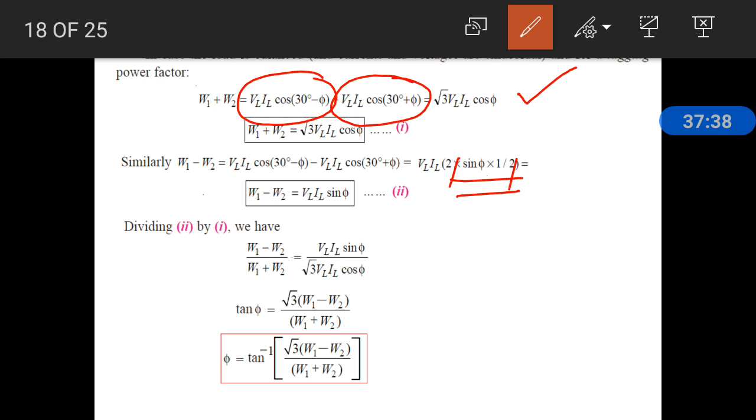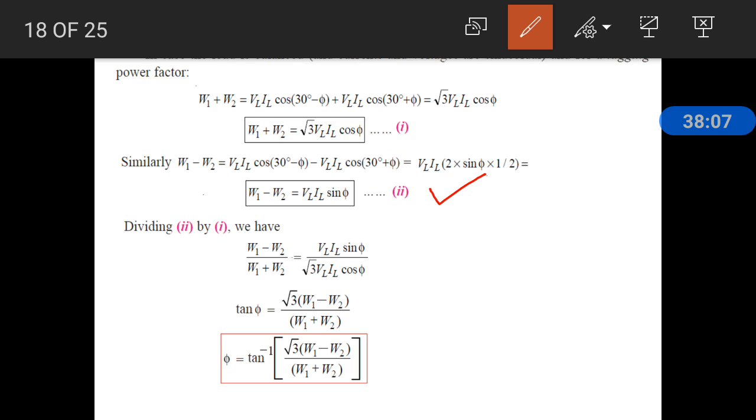So now we got 2 equations. The first equation is W1 plus W2 equal to √3 VL IL cos phi, and W1 minus W2 equal to VL IL sin phi is the second equation. Now dividing the second equation by the first equation, the left hand side is W1 minus W2 divided by W1 plus W2, and the right hand side is VL IL sin phi divided by √3 VL IL cos phi.